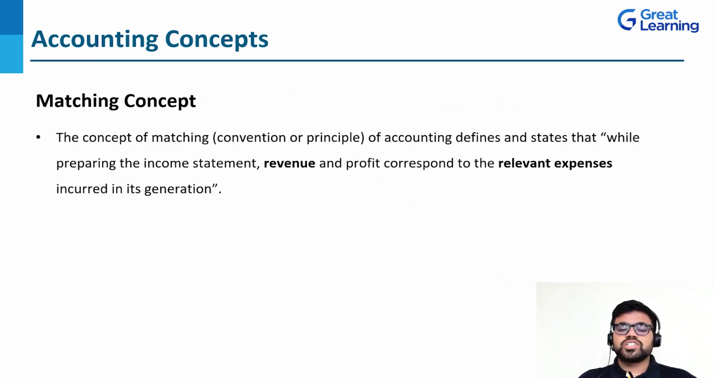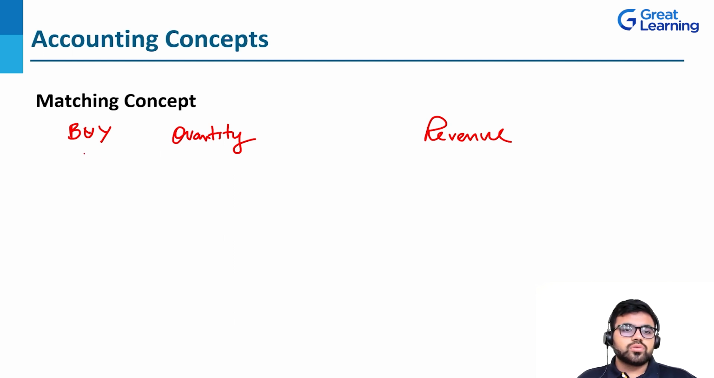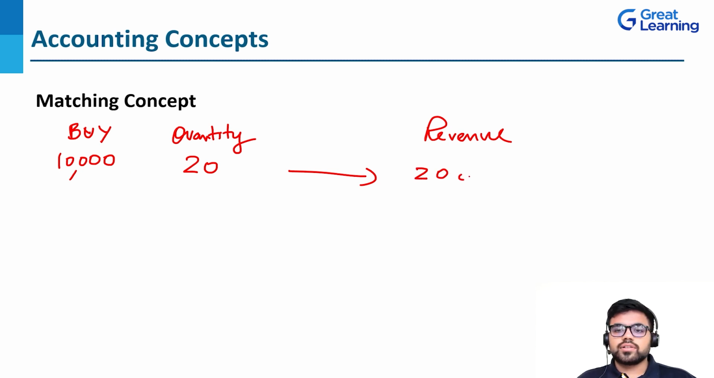Next, we talk about the matching concept. In this concept, I'll explain with the help of an example. Let's say that you are a retail seller and your business is selling phones. Let's say that in order to sell phones, you purchase 20 phones. So I'll say by quantity and revenue. Okay. So let's say that you bought 20 phones for 10,000 rupees each. So your total buying cost is 2 lakhs, right?